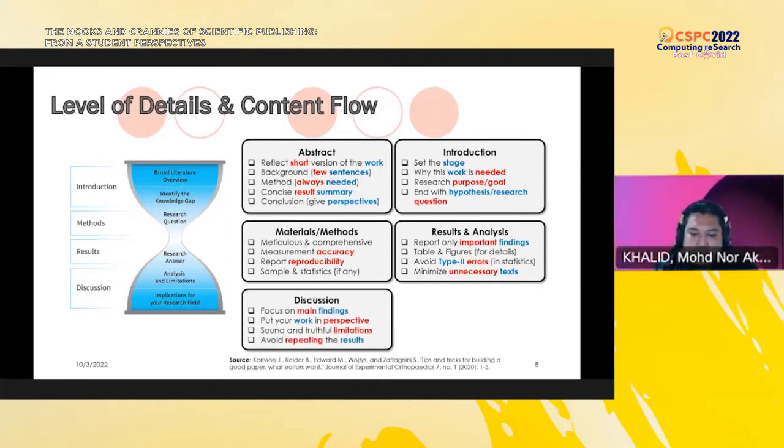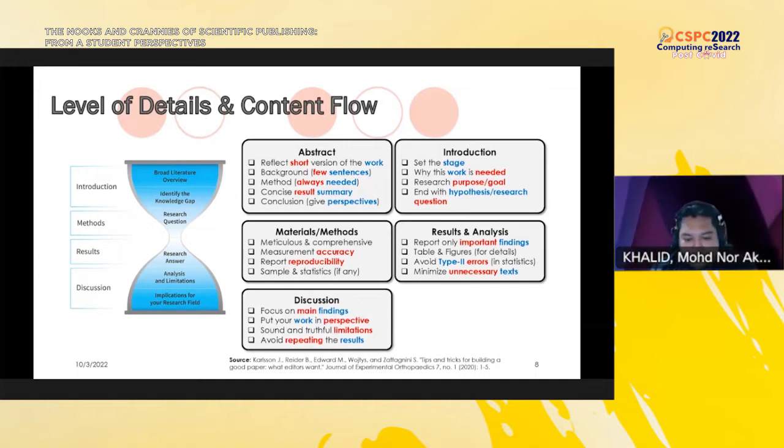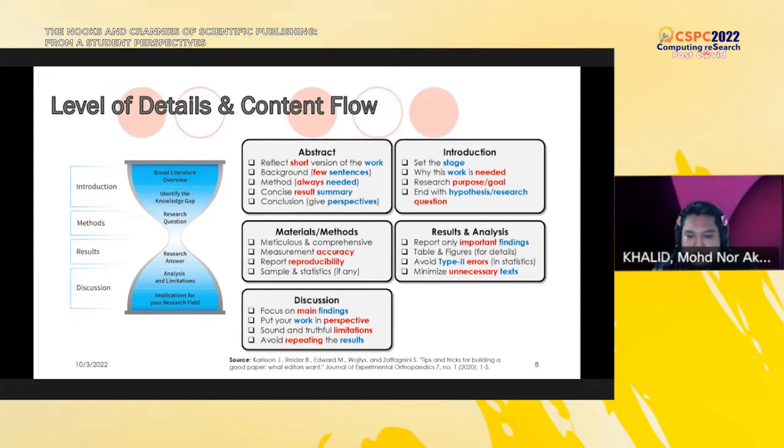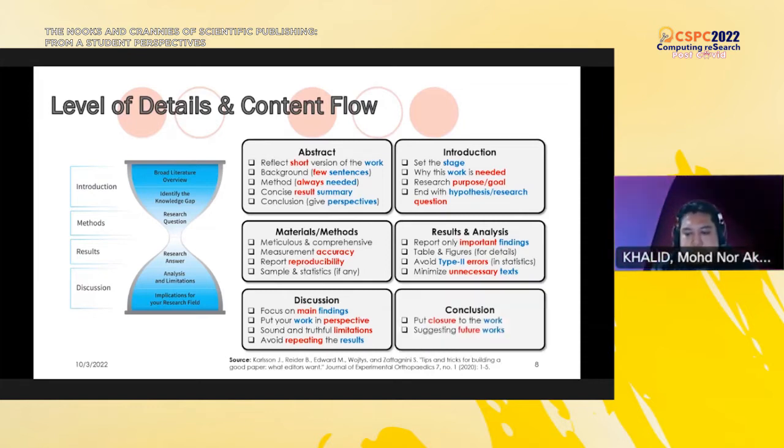In the discussion, you want to focus on what the main findings are, what the perspective is, what the limitation is, what the result is that you get and how you get it and why you get it, and why it differs compared to the previous work.